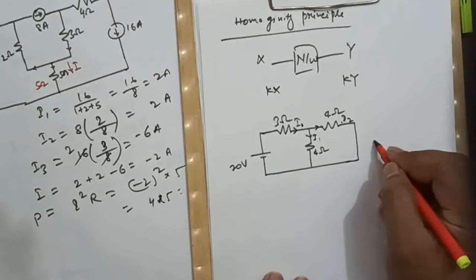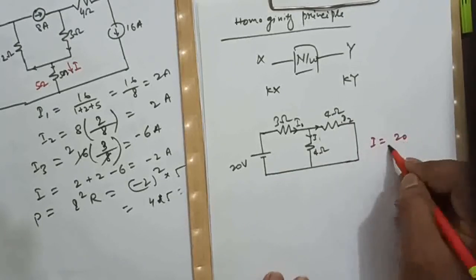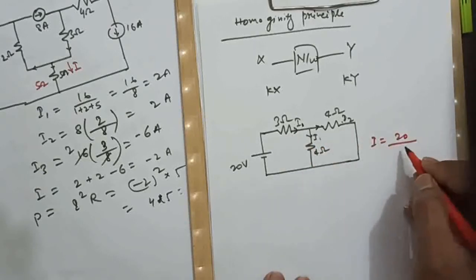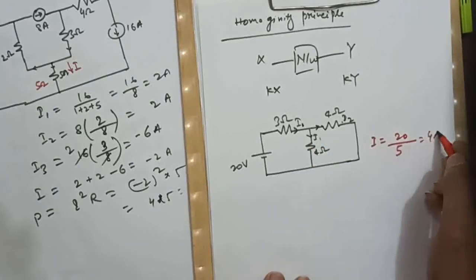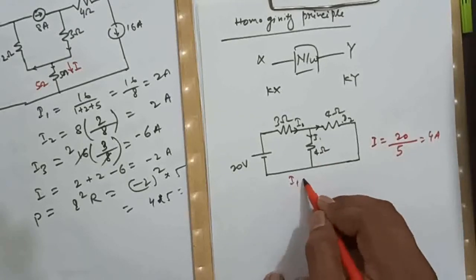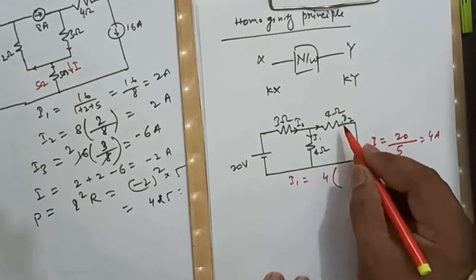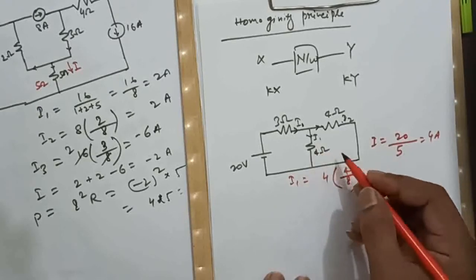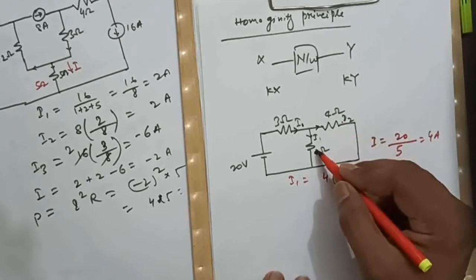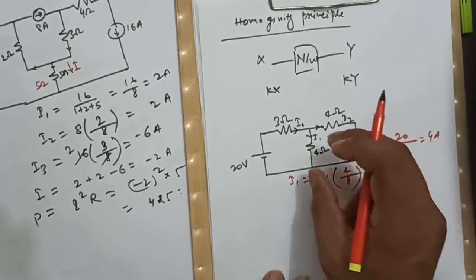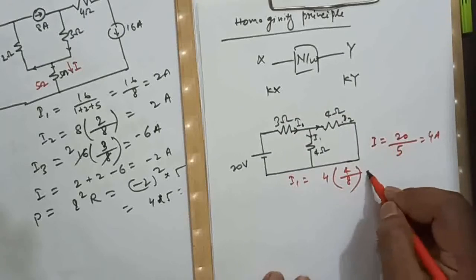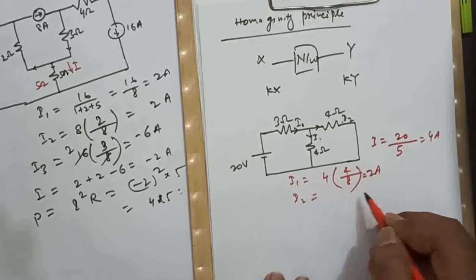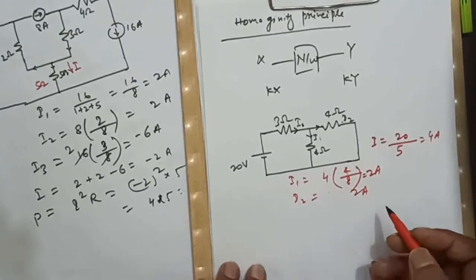Now I will be what? 20 volts divided by total resistance: 4 parallel to 4 is 2, plus 1 is 3, 2 plus 3 is 5, so 4 ampere. I1 will be what? It will be simply half, right? Because this is 4 ohm, this is also 4 ohm, so this current will divide in 2 equal parts, that is 2 amperes, and I2 will be the same, 2 ampere, right?